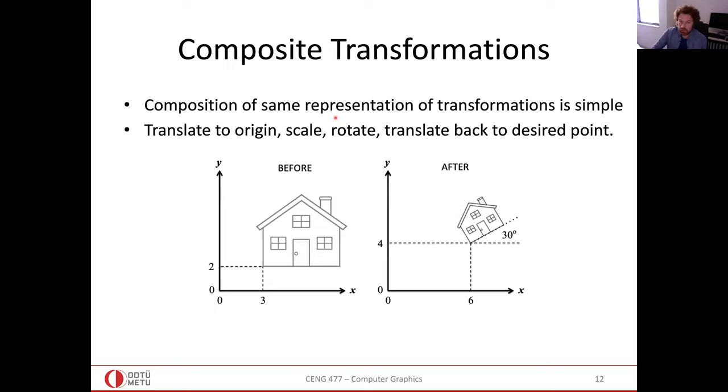So let's do a composition then. I will first move this object to the origin. So this part of it, I will move it to the origin by subtracting 3 from the X coordinate and 2 from the Y coordinate for all the points. So it comes here. Then I do my rotation here, 30 degrees. It rotates here. And then I also do scaling before that. Then do the rotation. And then move the output back to its original location or to another location, to the desired point.